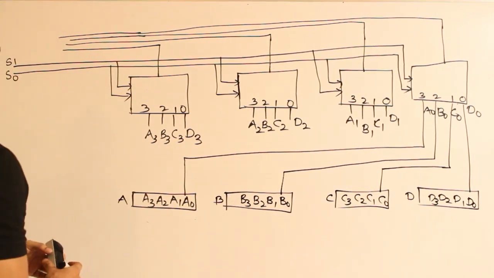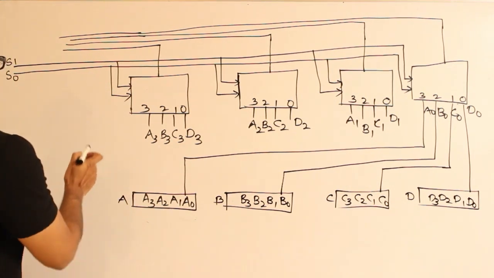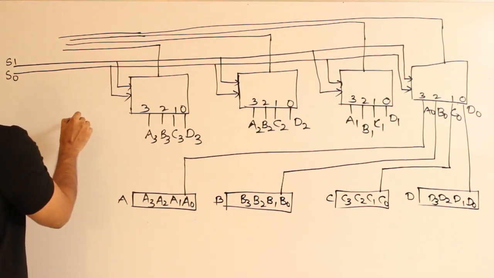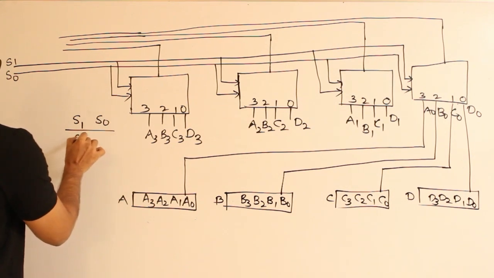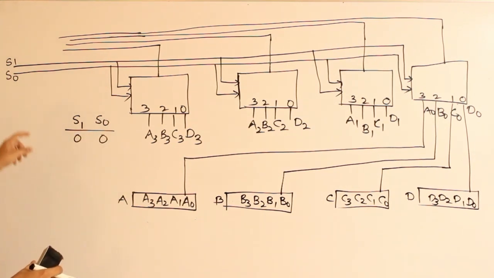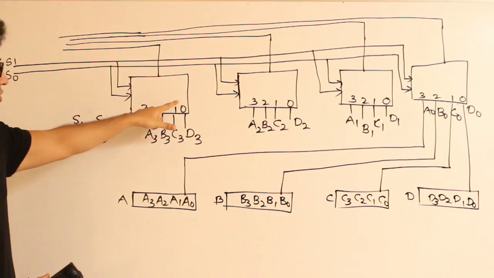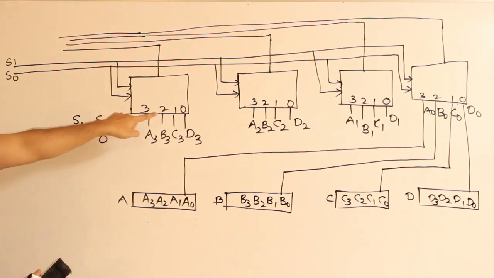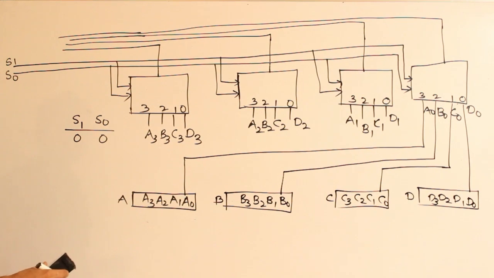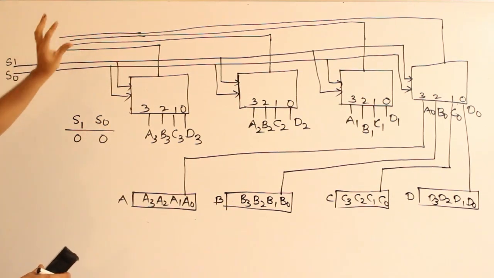Okay. Now, what happens if you give 0, 0 here? So try to understand this one. Let us say S1 is here and S0 is here, right? So if you give 0, 0 to the select lines, what happens? If you give 0, 0 here, the input 0 will be selected across all the multiplexers, isn't it? Then what will appear on the output? Output means in these 4 lines.